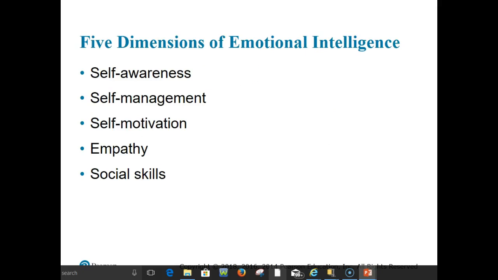Now, emotional intelligence is composed of 5 dimensions. Self-awareness, and that's the ability to be aware of what you're feeling. Self-management, that's the ability to manage one's own emotions and impulses. And self-motivation, and that's the ability to persist in the face of setbacks and failures. Now, the last 2 dimensions of EI are empathy, and that's the ability to sense how others are feeling, and social skills, the ability to handle the emotions of others.